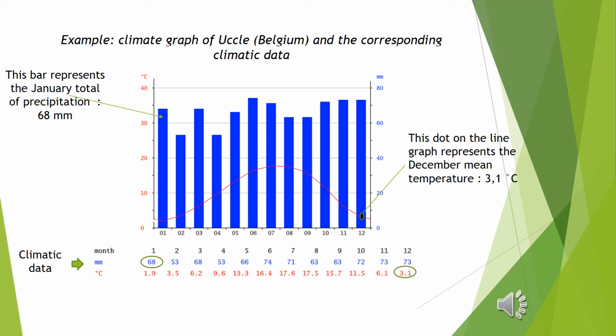Let's analyze the bar graph now. If you have a look at this graph, you will see some bars, and those bars represent the monthly totals of precipitation. You have the example of January. This bar represents 68 millimeters of precipitation. So this is exactly what you have in the table below.